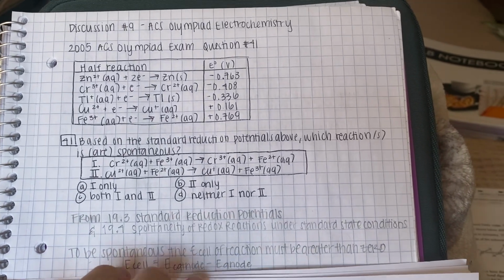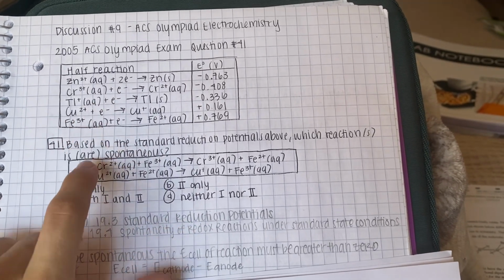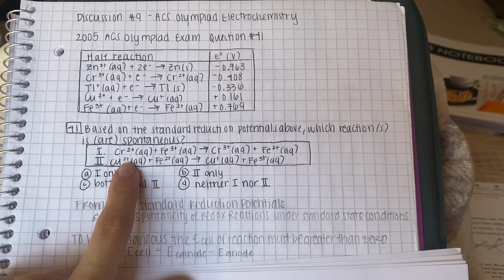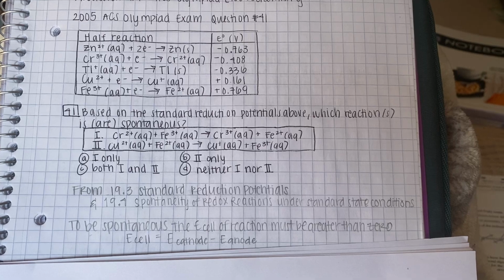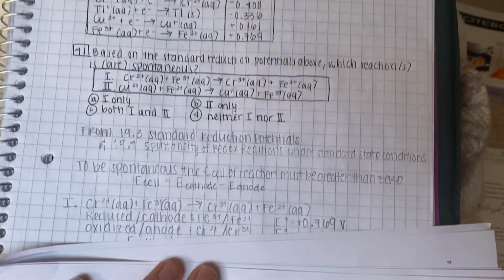And so using this knowledge, we can use our chart up here to analyze which one is going to be the oxidizer, which one will be the reducer, or which one will be oxidized, which one will be reduced in our reactions, and that'll allow us to calculate the E cell for each reaction.